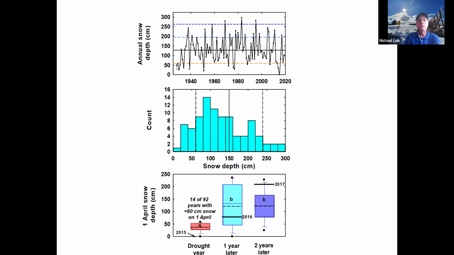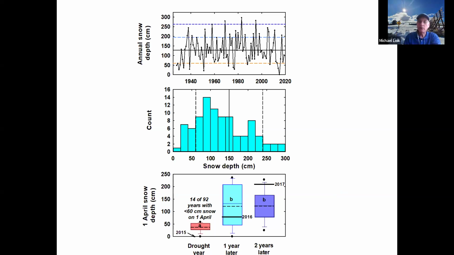Then the bottom graph is if you take all of the 14 years that are less than 60 centimeters of snow and below that -1 standard deviation, and look at the depths on those years, 1 and 2 years later are often wetter years. So these droughts are often 1 year, not always, as we know. But we see that 14 of those 92 years had less than 60 centimeters. And there's that 2015 data point right there. So a lot of variability.